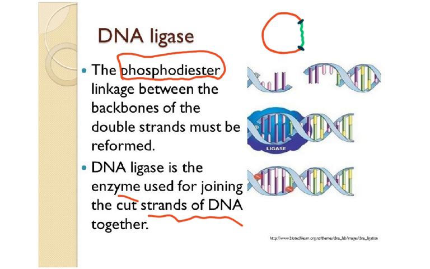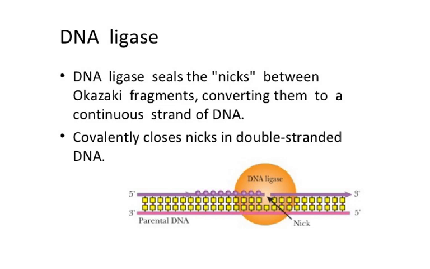So DNA ligase. Now we use this word a lot, and I want you to be familiar with this: DNA ligase seals the nicks. A nick is the gap, the phosphodiester bond which needs to be put together. So DNA ligase seals the nicks between the Okazaki fragments, which are fragments made in DNA replication. It closes the nicks in the double-stranded DNA. This is a word that we keep on using a lot, and I want you to be familiar with it as well.